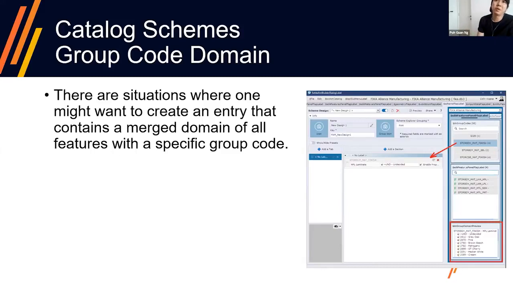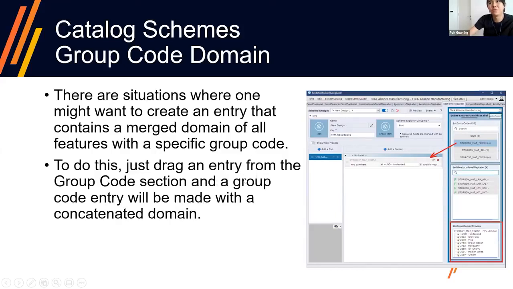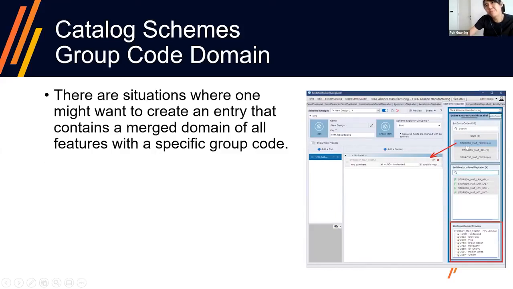So what is group code domain, and how is it different from the feature code domain? So these are the group codes in the scheme part. And if you click on these group codes, you'll see that here you have a group code domain preview. And it's basically a domain with all the features with the same group code combined.